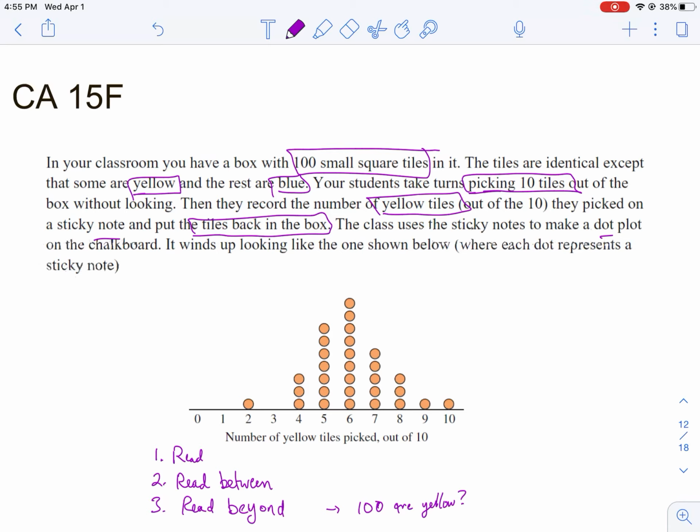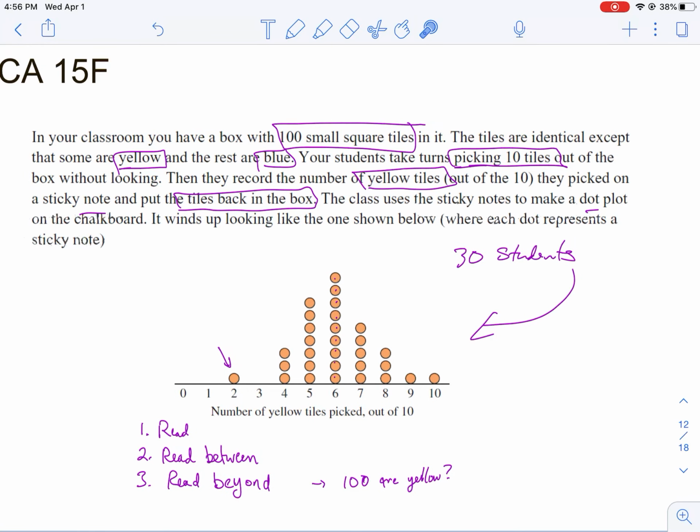Each student does this in the class, for all 30 students, and then they make a dot plot with their data. So here, this student drew out 2 yellow tiles. The rest were blue. These 1, 2, 3, 4, 5, 6, 7, 8, 9 students all drew out 6 yellow tiles, and the rest were blue. If I'm going to ask a read the data question, it might be, how many times were 5 yellow tiles drawn? It's a matter of just looking at the chart, understanding the chart, seeing that there's 7 in this row. The answer is 7.